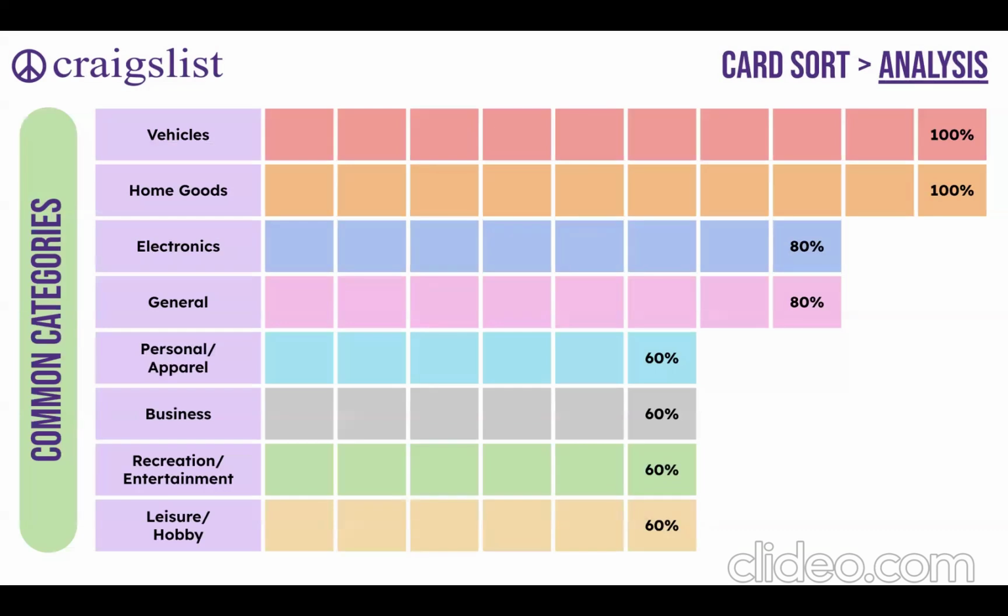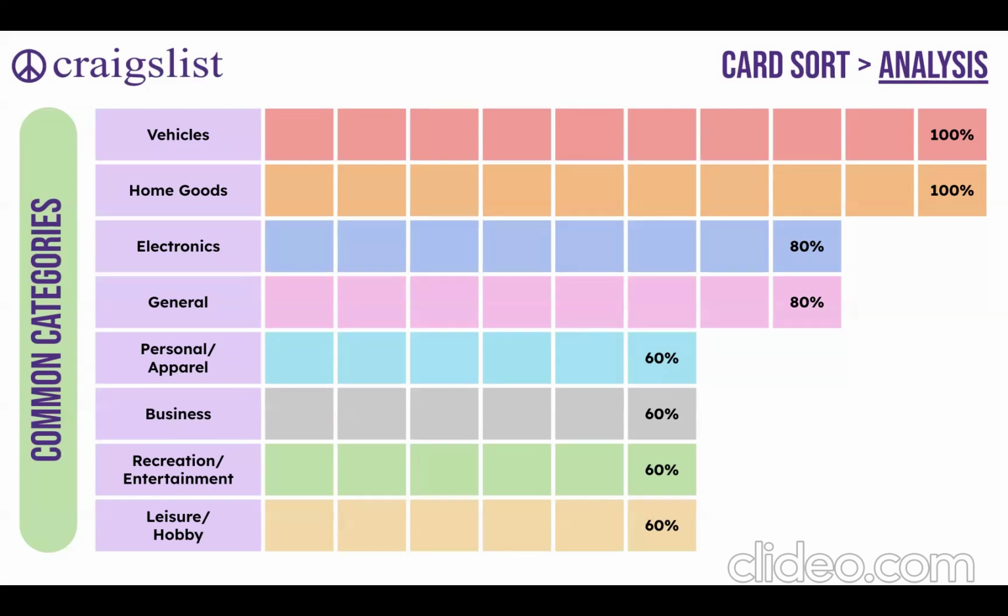Everybody had vehicles and home goods. Most people, 4 out of 5, had some kind of electronics and some kind of general, and 3 out of 5 named their categories something like personal apparel. Business was usually its own category. Recreation and entertainment usually went together thematically, and hobbies also went together with leisure thematically in 3 out of 5 people.